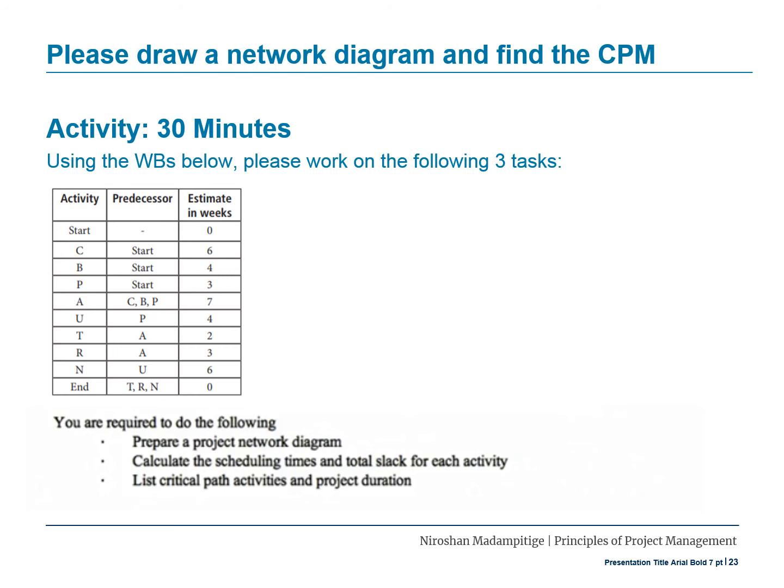Now, similar to what we did earlier, I want you to do 3 tasks. Number one, preparing a project network diagram. Build up a network diagram using this WBS. Second, calculate the scheduling times and total slack. Remember the 5 calculations we did? Namely, early start, early finish, late start, late finish, and total slack. So I want you to calculate these 5 figures for each and every activity in your network diagram.